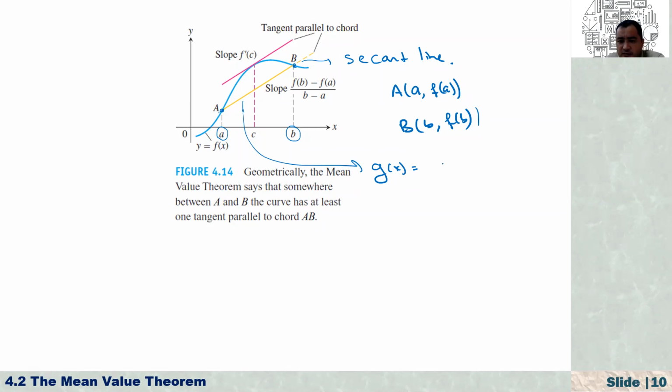It is equal to the slope, which is f of b minus f of a over b minus a, times x minus a, plus f of a. So that is g of x. It should be f of a, right? Because if I take this one, g of a.